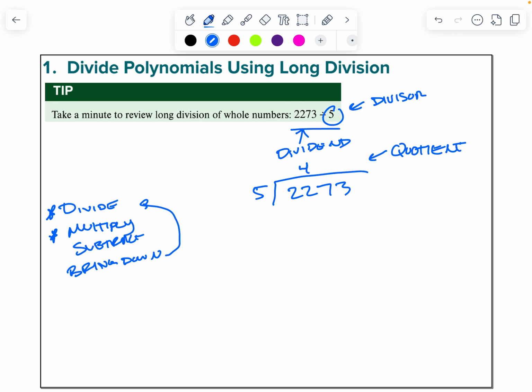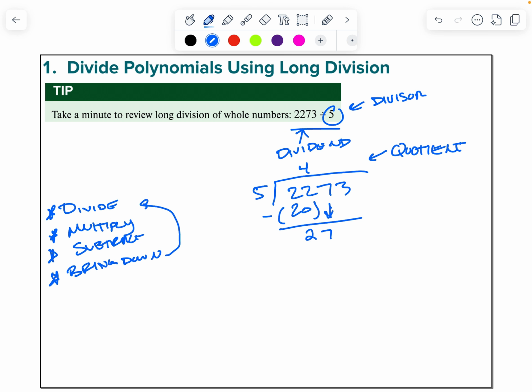Next is multiply, and we're always going to multiply by this number here on the left. So let's see, when we do 4 times 5, we get 20. Next is subtract, so we need to subtract this whole thing. 22 minus 20 is 2. And then is bring down. So we need to bring down at least one thing. We could bring down that entire thing if we wanted, but I'm going to bring down one item. All right, now we just loop back and repeat the steps again.